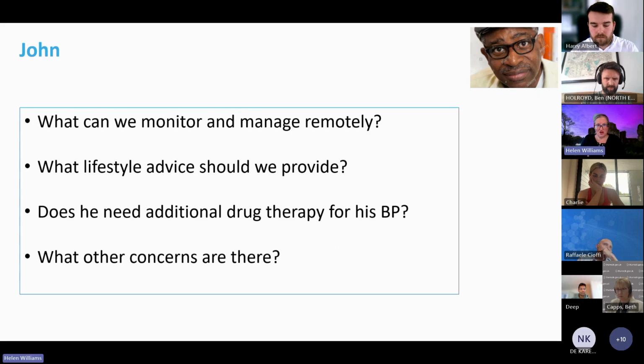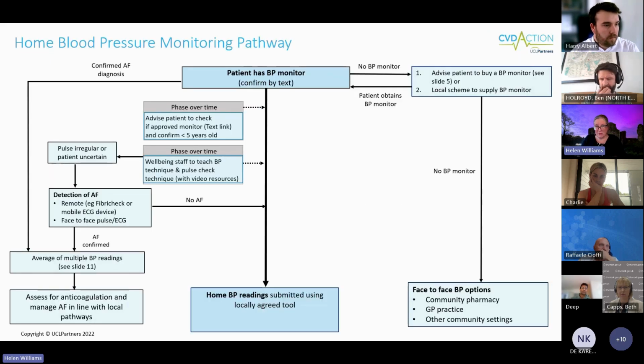So when thinking about John, what can we do for him without physically seeing him? Would he engage better if we were doing things remotely? What do we do about lifestyle advice, and where can we access it? Does he need additional drug therapy for his blood pressure? And are there any other concerns that we should be looking at? So within the packs, we try to address all of these elements. And the starting point might be, can we get an up-to-date blood pressure?